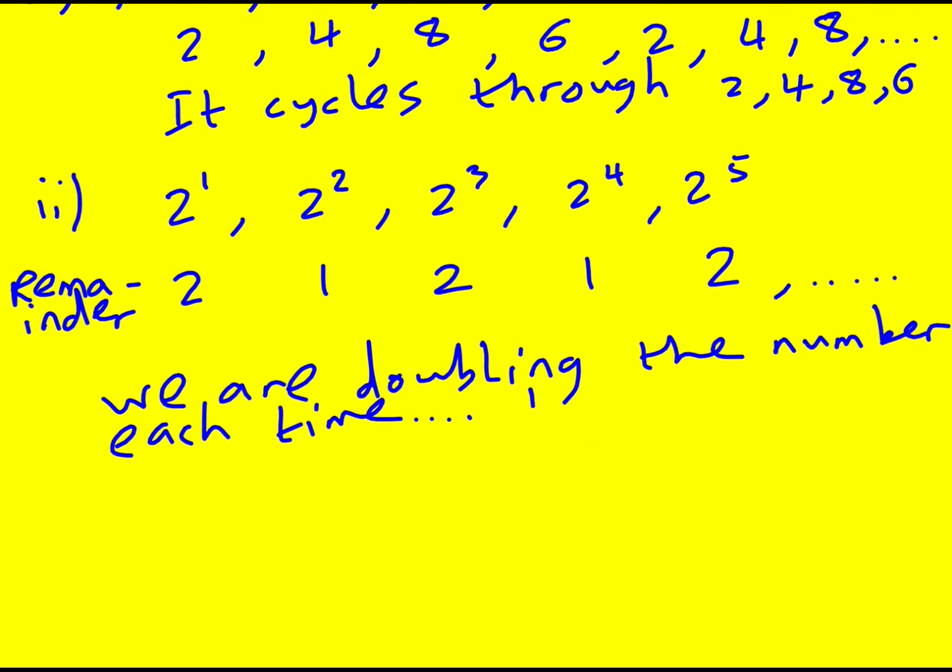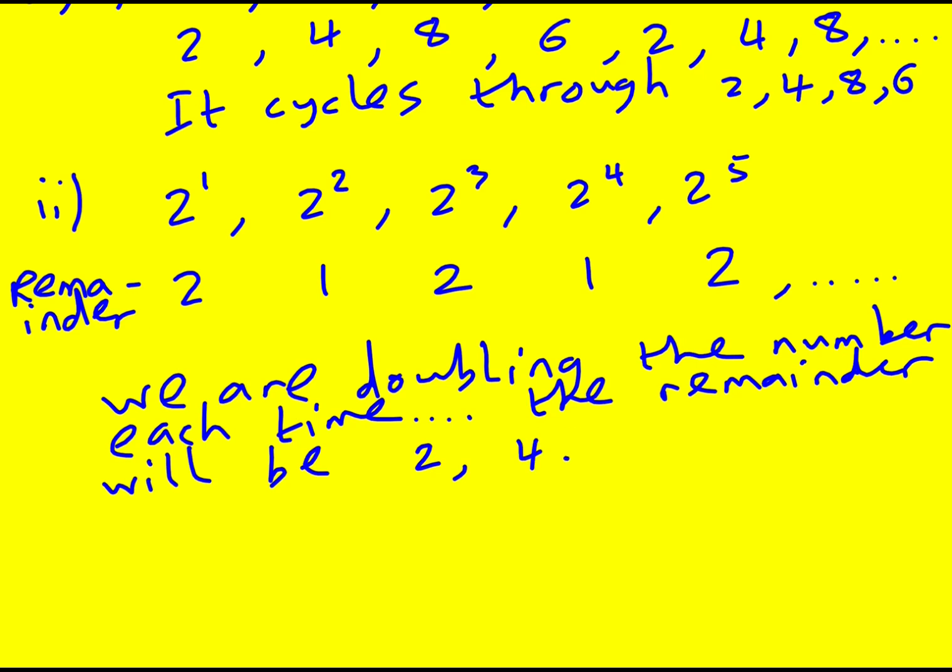We're doubling the number each time. The remainder, I'm just going to write a little bit. The remainder will be 2, and then 4, which becomes 1, and then 2, and then 4, which becomes 1. All right, that's enough. I'm just trying to explain where we got it from.